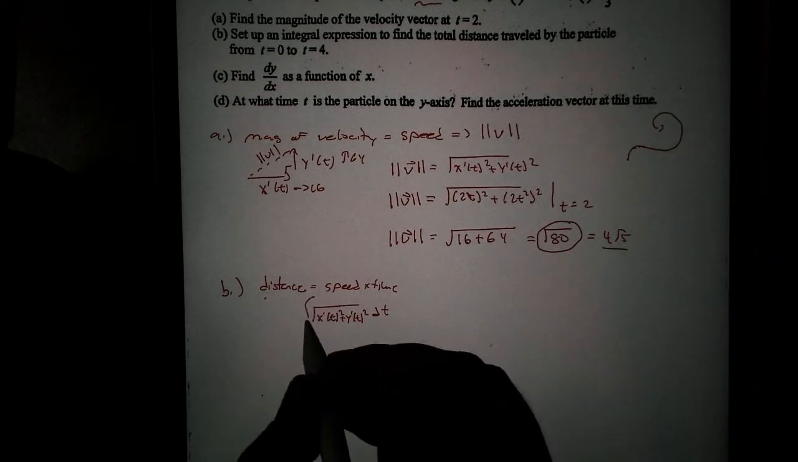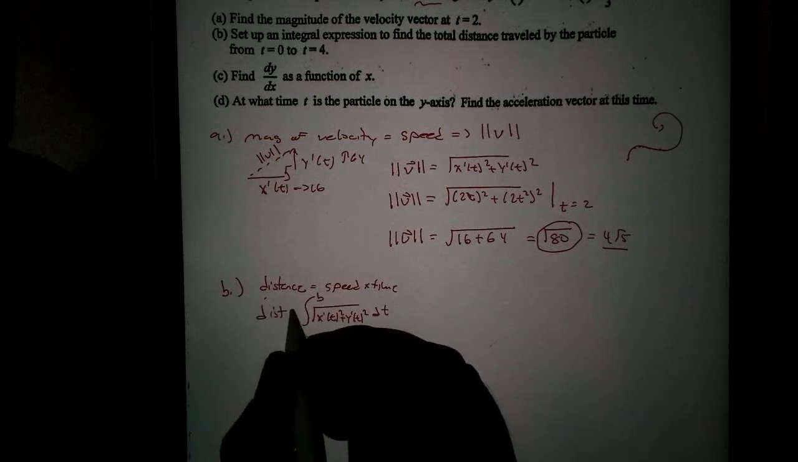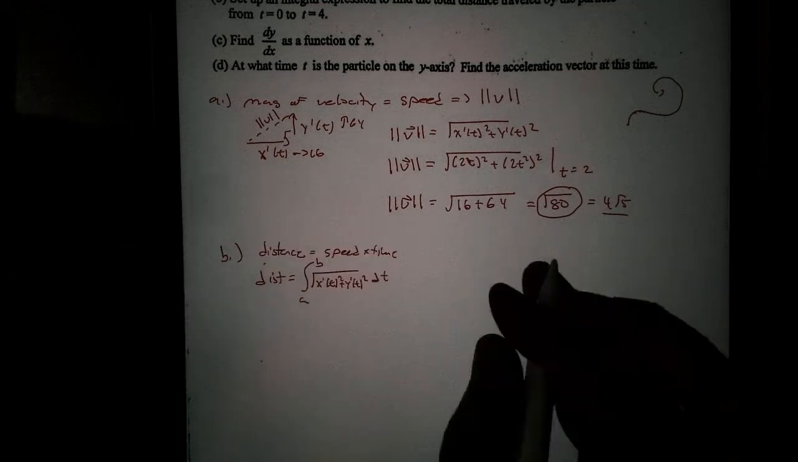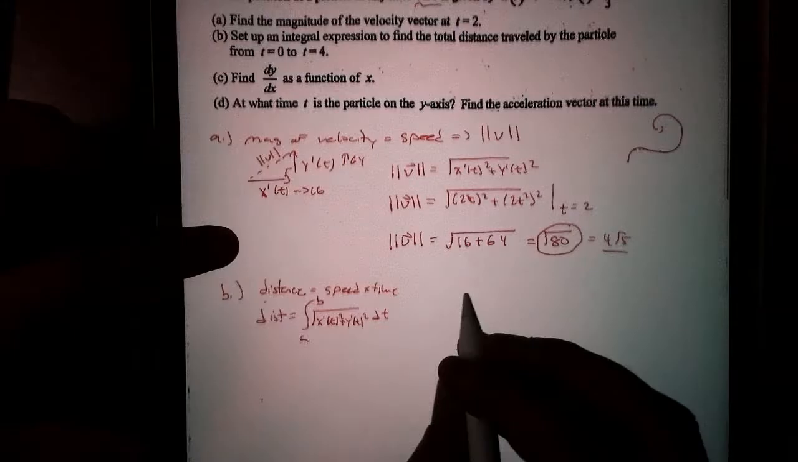And to do that, we use integrals from a to b. So this is how we get distance. Again, if you need to see more, I do have an earlier video on that. Please take a look at that. So what we're going to do is we want to find this distance traveled between 0 and 4.